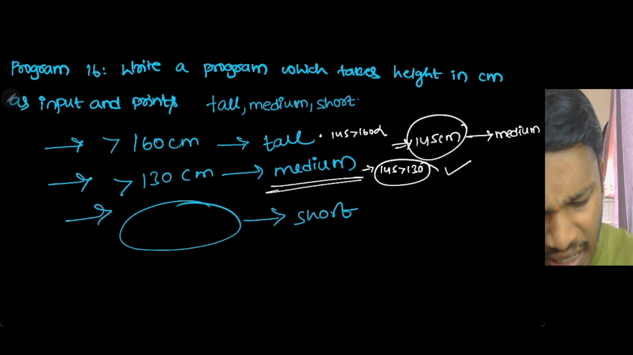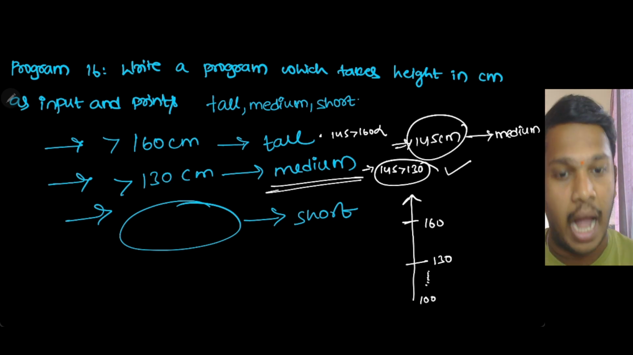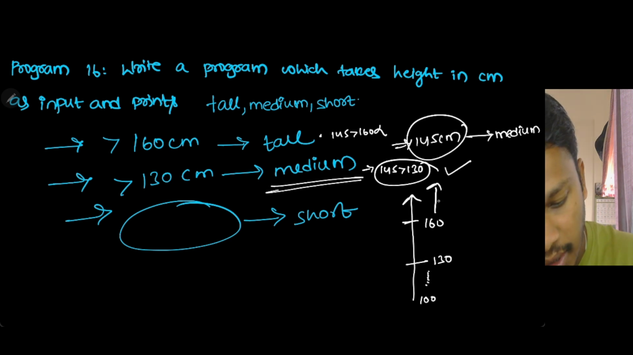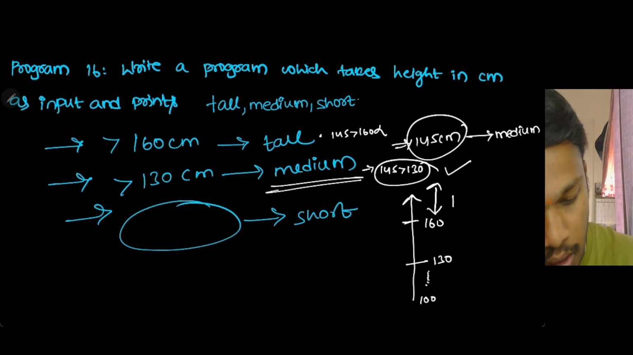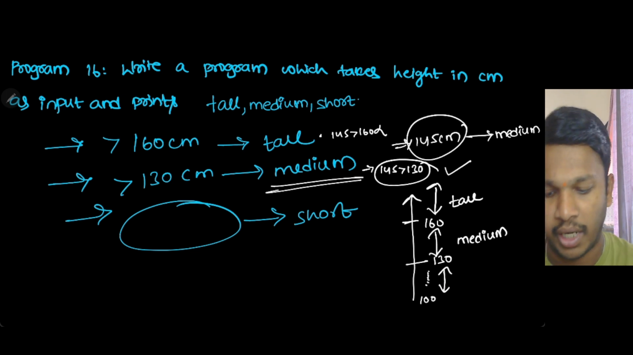Think of this as a height scale. Here 100 and so on, 130, and this is 160. A person who is more than 160, this part is known as tall. In between, he is considered medium.